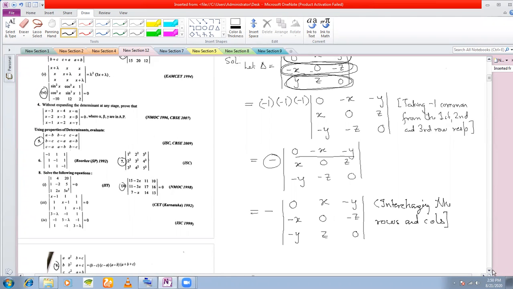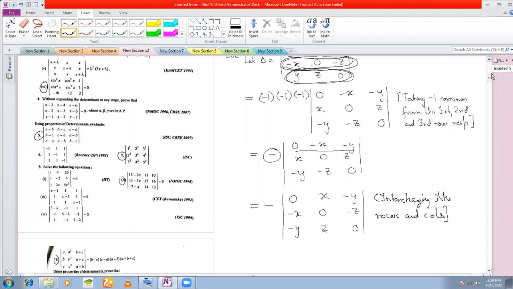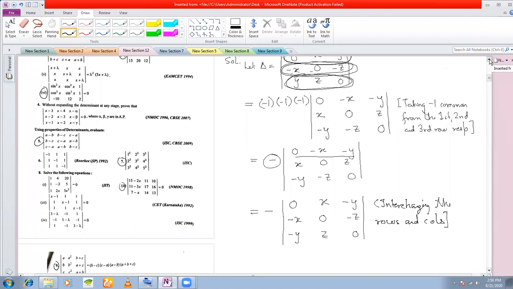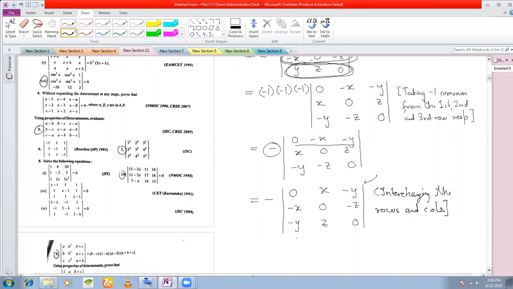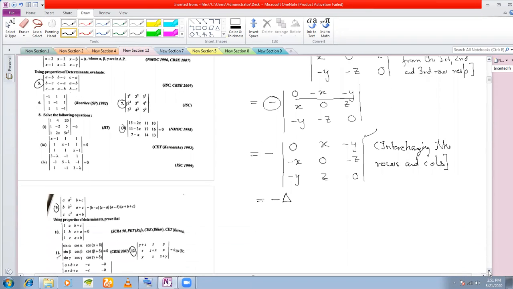So what do I get here? If you see this determinant, can you see something about this determinant and this determinant? What observation can you make? Can you tell me? You see that these two determinants are the same. So you are getting back delta. Yes, sir. So what happens?